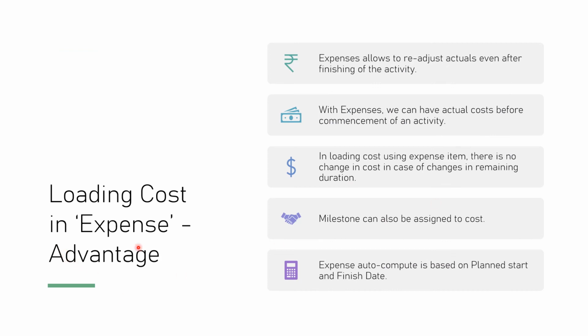Loading cost in expense advantage. Expenses allowed to readjust actuals even after finishing of the activity. With expenses, we can have actual cost before commencement of an activity. In loading cost using expense item, there is no change in cost in case of changes in remaining duration. Milestone can also be assigned to cost. Expense auto compute is based on planned start and finish date.